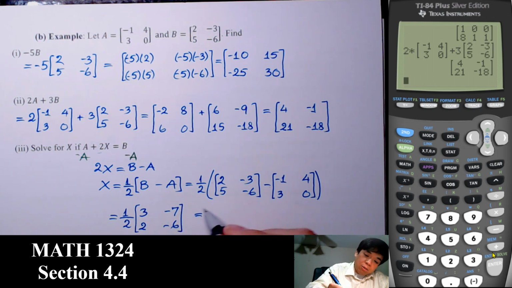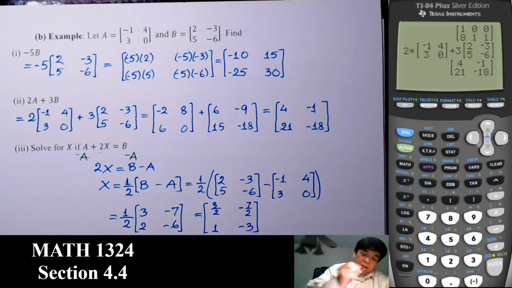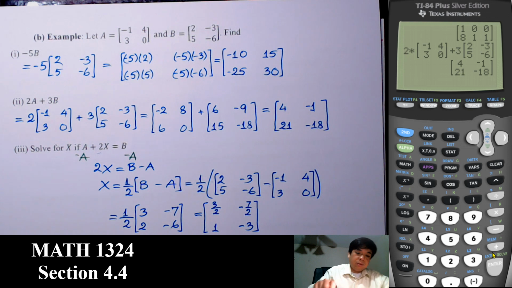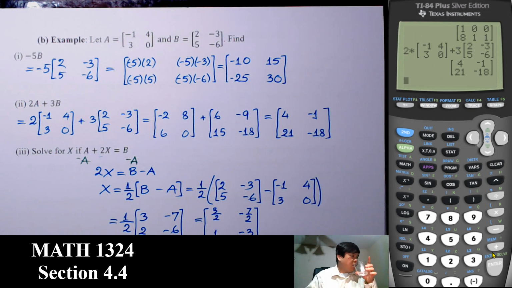So 1/2 times 3 would be 3/2. 1/2 times -7 is -7/2. 2 times 1/2 is 1. -6 times 1/2 is -3. So that's what we have. So that's just regular scalar multiplication.